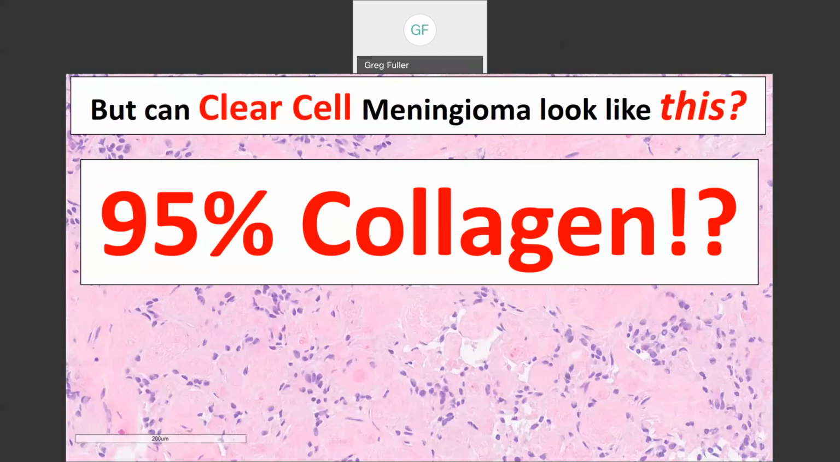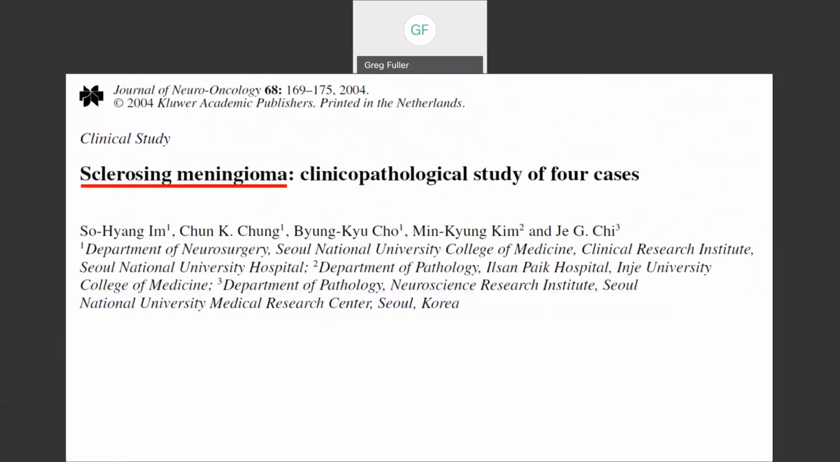Okay, let's cut to the chase. What's the name of the tumor? It has a name. It's called sclerosing meningioma. What question? What is sclerosing meningioma? Answer. It is a morphologic variant of clear cell meningioma, WHO grade 2, which develops a lot of collagen in the stroma.